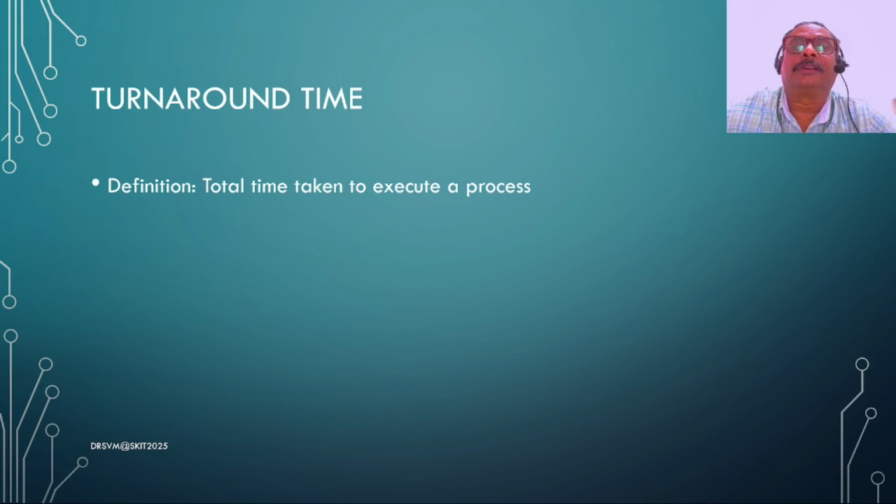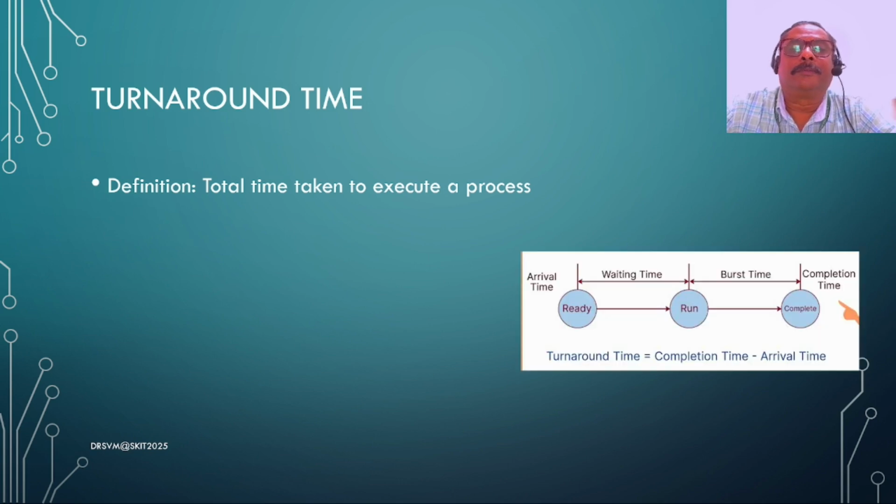It is the total time taken to execute a process. That means it's not just the execution time, it is counted from the time the process came into existence. With a request, a program has become a process, and then the time it completes its work, that whole time is called the turnaround time.